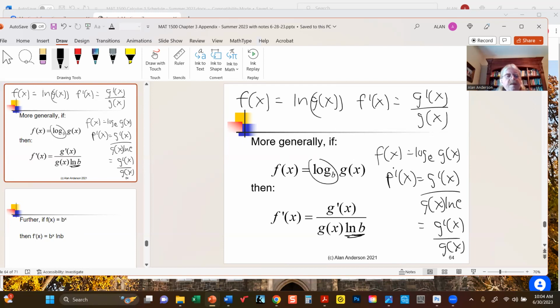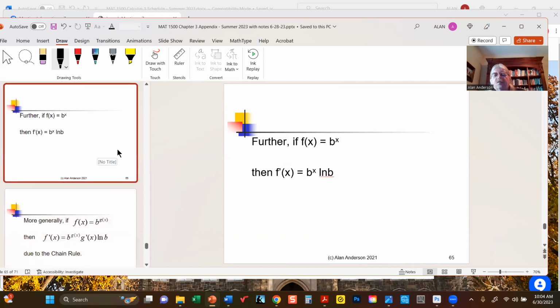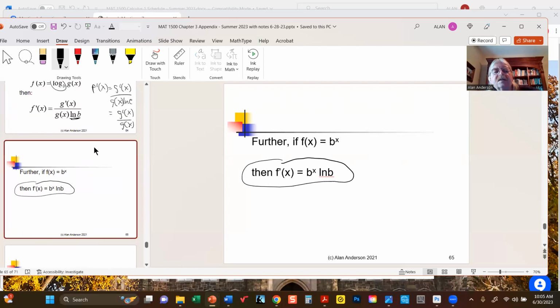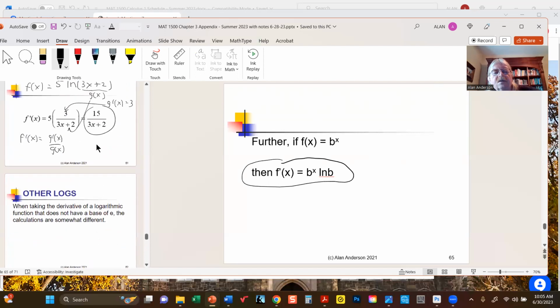Okay, and also, here's another interesting case. What if you have b raised to the x power? This is an interesting case. It turns out the derivative is b raised to the x power times log b. So up to this point, we haven't run into this because here x is the exponent. That's what separates this case from the others. That wasn't true before.